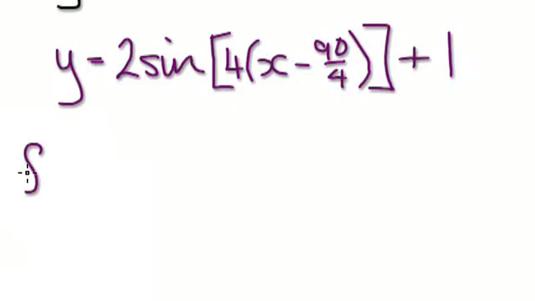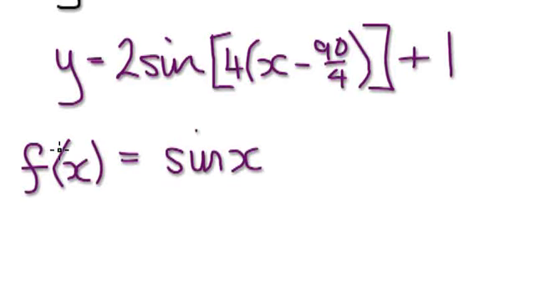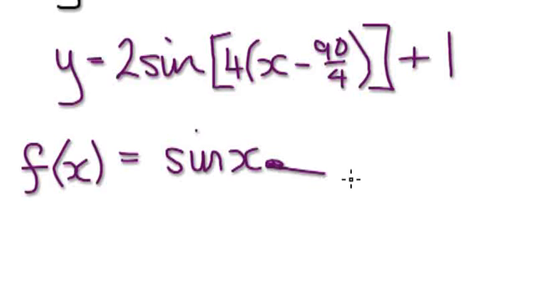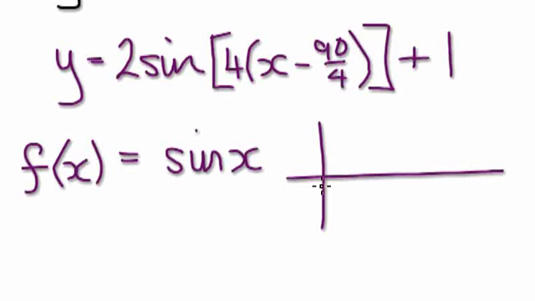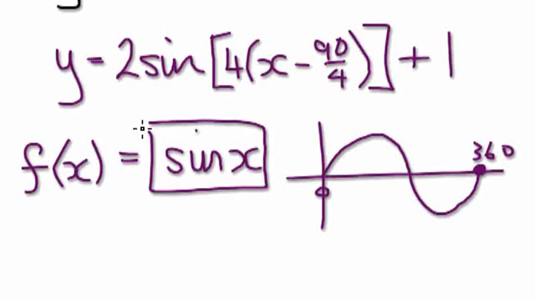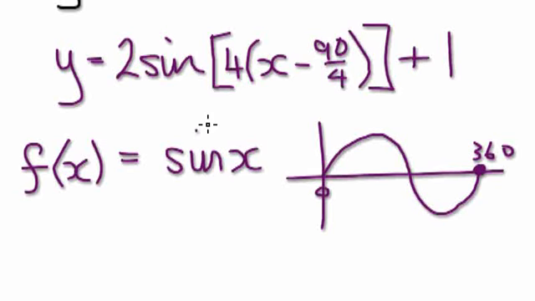Once it's in this form, let's start with our function. Let's start with f of x equals sine of x, and then slowly we will transform it into this whole thing up here. So sketch this graph first. Our standard sine of x will be like this. This here is 360, and this here is 0.